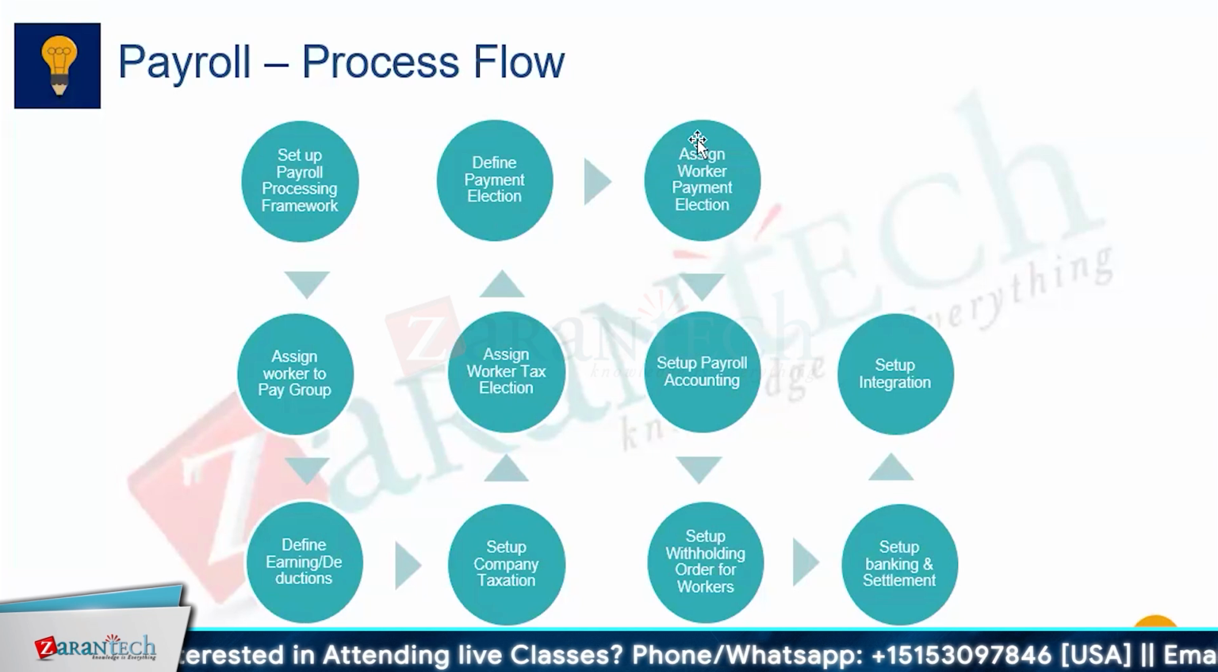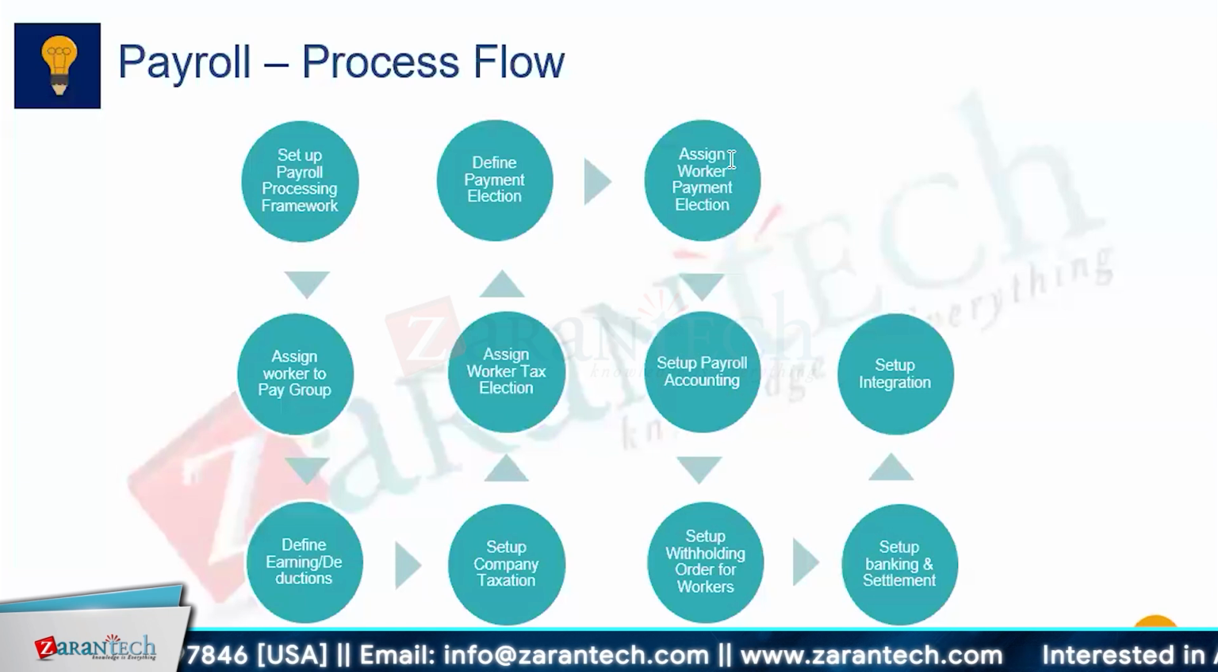Then you assign the worker payment elections. In this step, we define at a system level that for my company, I'll have these three kinds of payment elections which an employee can choose. Then you assign those payment elections at the worker level. So I may want 50% of my pay to go to my Citibank and the balance to go to my Bank of America. That kind of assignment is done at the worker level through payment elections.